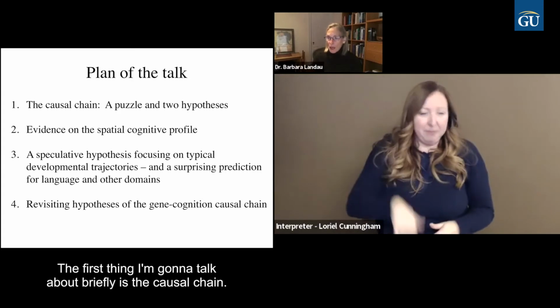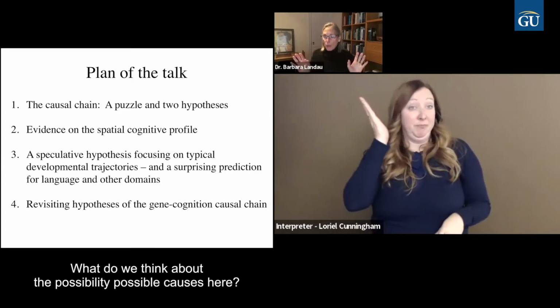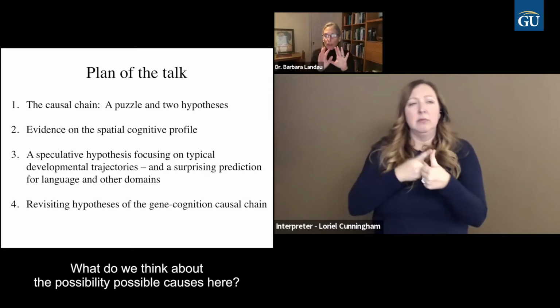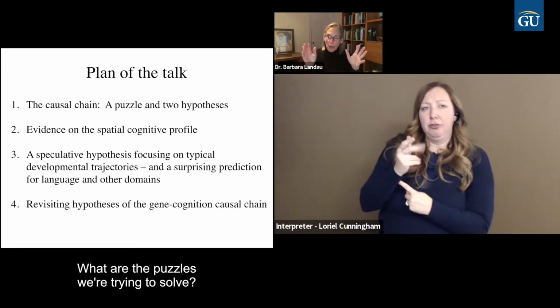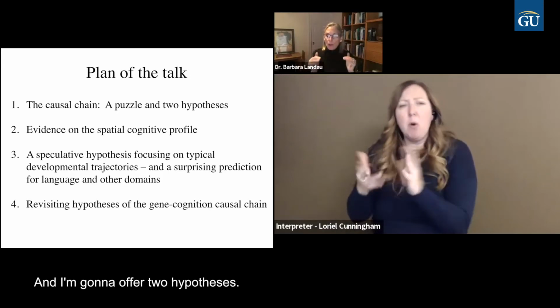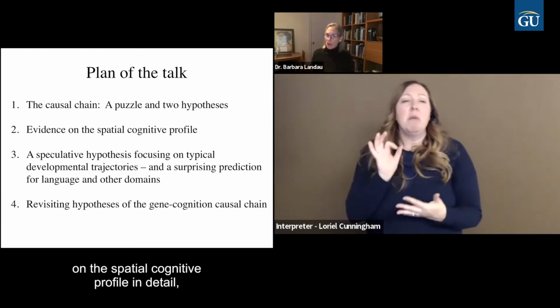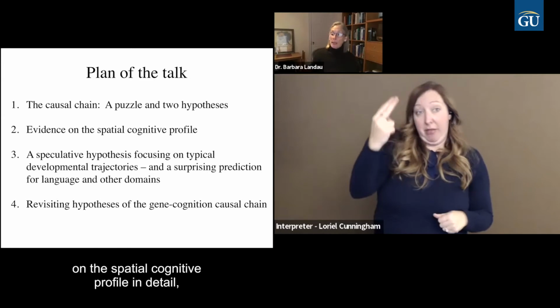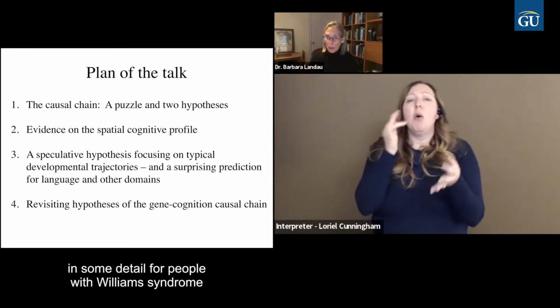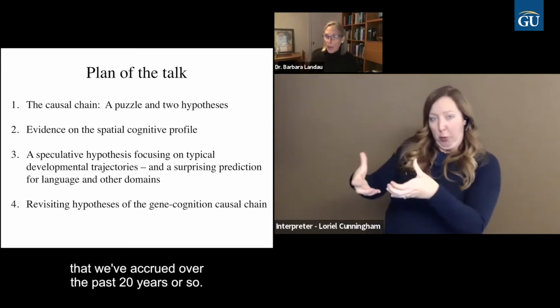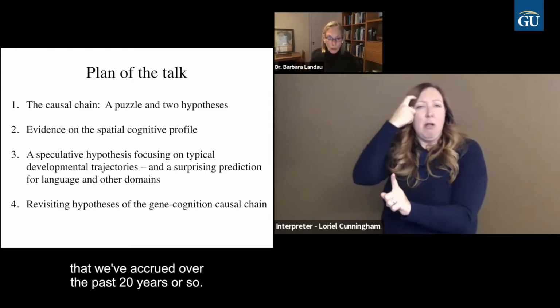The first thing I'm going to talk about briefly is the causal chain. What do we think about the possible causes here? What are the puzzles we're trying to solve? And I'm going to offer two hypotheses. The second thing I'm going to do is give you evidence on the spatial cognitive profile in some detail for people with Williams syndrome that we've accrued over the past 20 years or so.